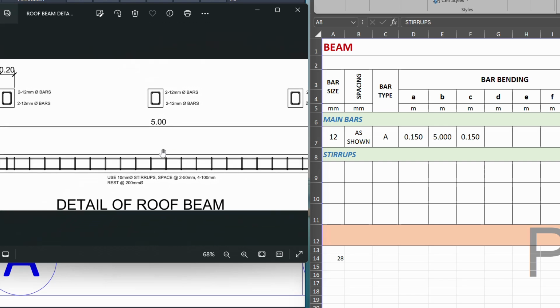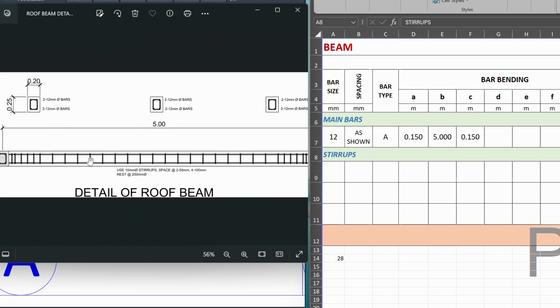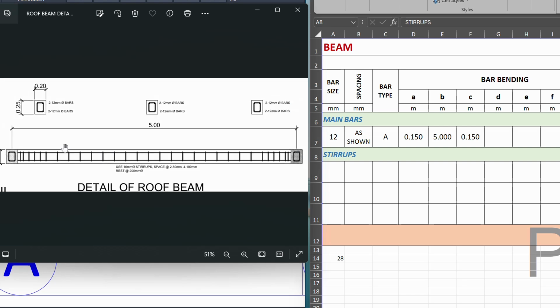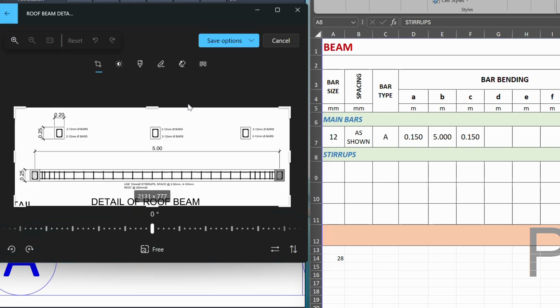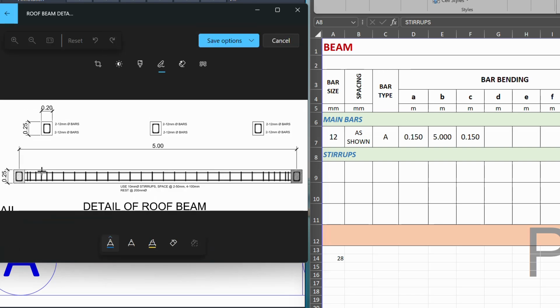mm. So how do we count how many stirrups are there in this one roof beam? What we do is we need to get the distance of this. Let's do the editing so that we can add. So we need to know the clear distance of our beam. Hopefully you already know what a clear distance is.